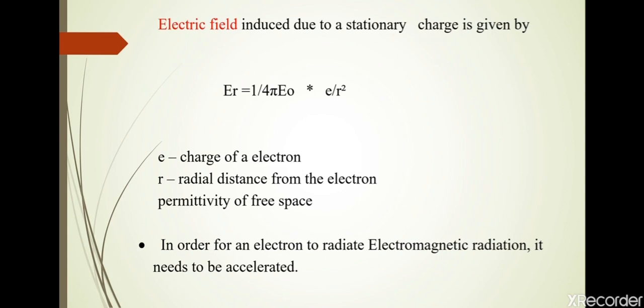Electric field depends on the charge of electron and radial distance from the electron. And second one is electric field is inversely proportional to r, which is the distance from the accelerating charge. Electric field is tangential to the direction of motion of electron. Electromagnetic waves travel at the speed of light. Electric field is directly proportional to charge of electron. In order for electron to radiate electromagnetic radiation, it needs to be accelerated.